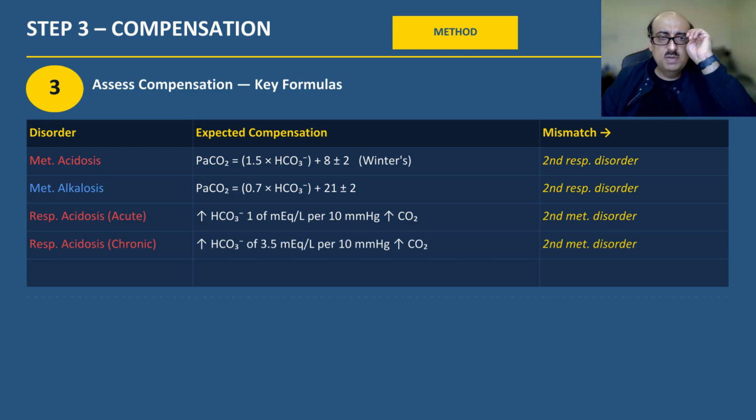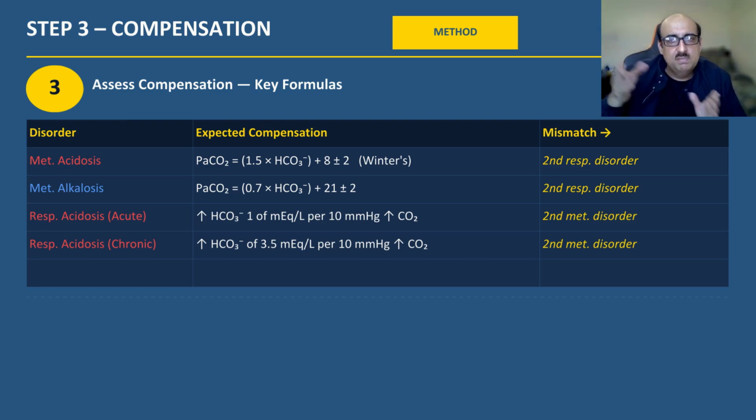For chronic respiratory acidosis, the formula is, obviously you need higher compensation in chronic phase because of the time availability. So the change in bicarb should be 3.5 milliequivalents, roughly 3 to 4. So average is 3.5 milliequivalents for every 10 millimeter rise in CO2. Now, if the figure matches this, it is expected compensation. So it means it's pure chronic respiratory acidosis.